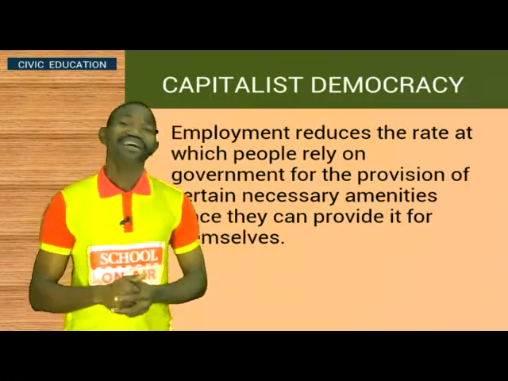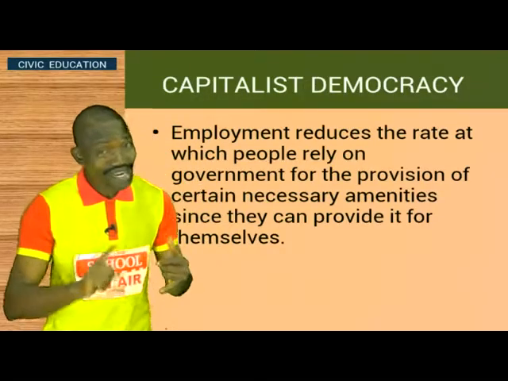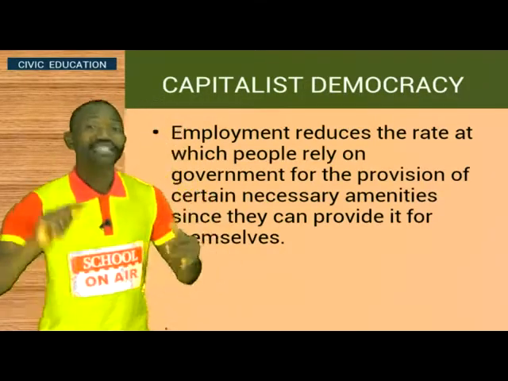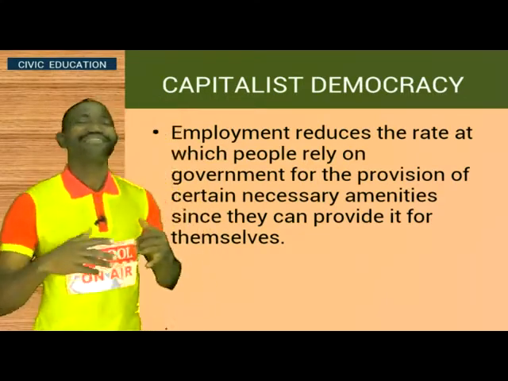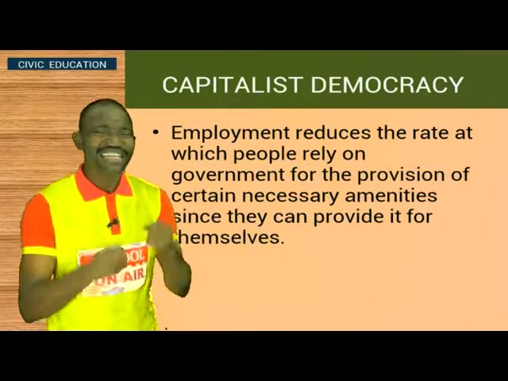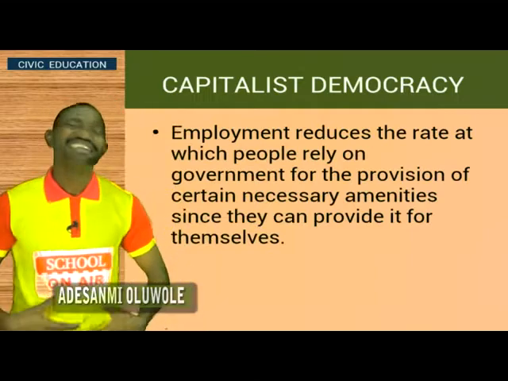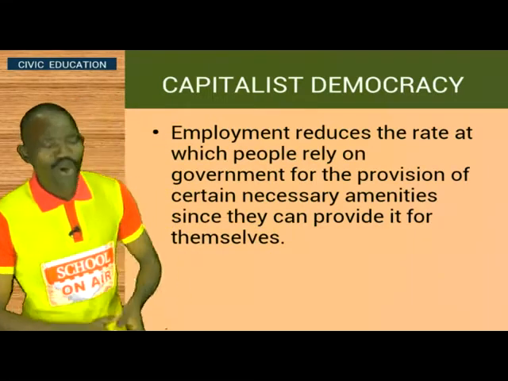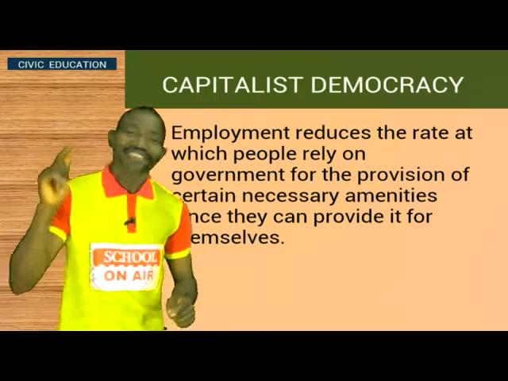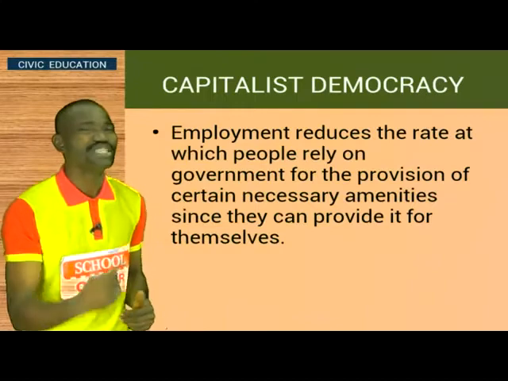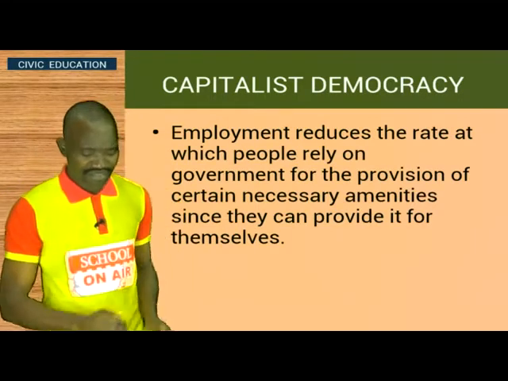And let me tell you this, government alone cannot provide everything. You either take it or leave it. Government alone cannot provide jobs for everybody. And so there is need for people to create jobs. There is need for people to learn one skill or the other so that they can create jobs for others. And so employment reduces the rate of unemployment. And it also reduces the rate at which people rely on government for provision of amenities.